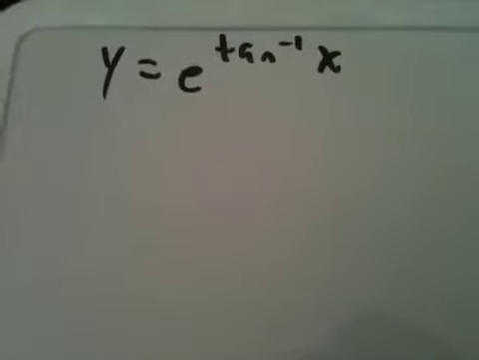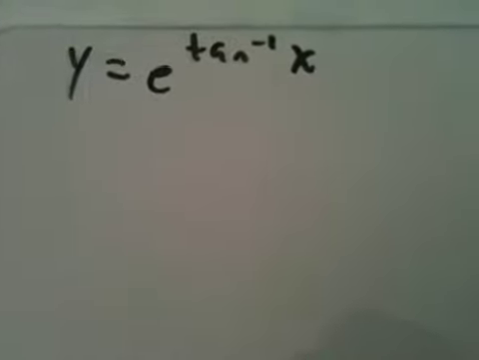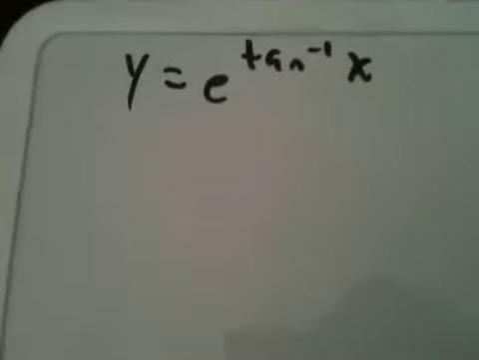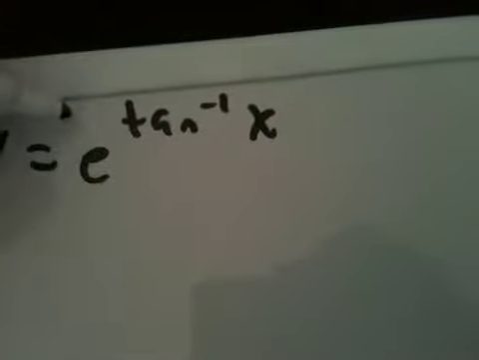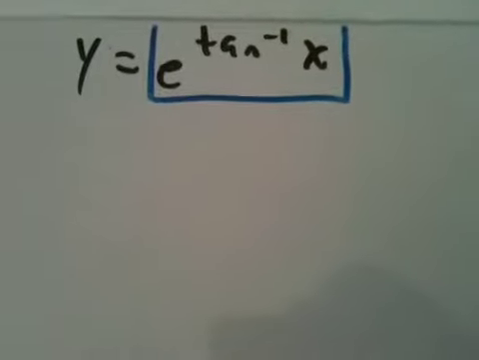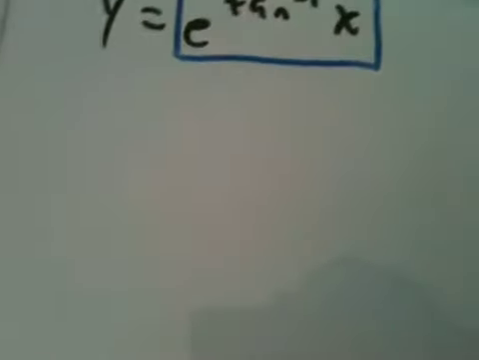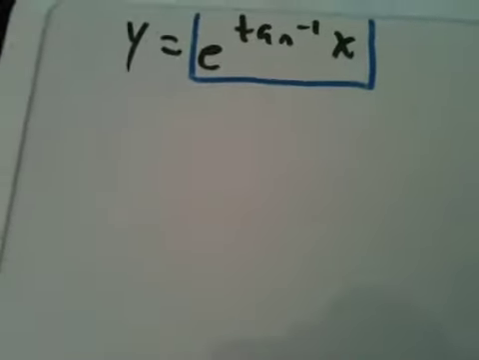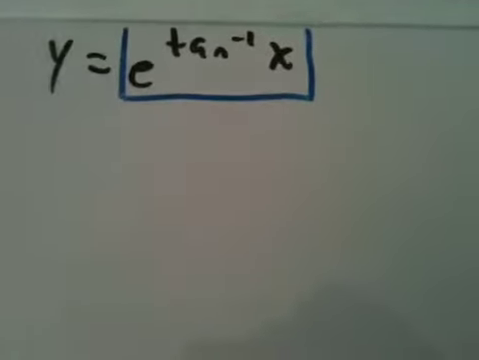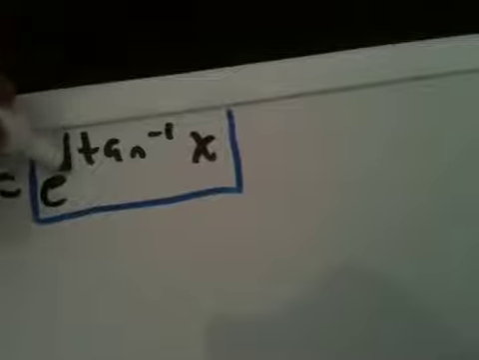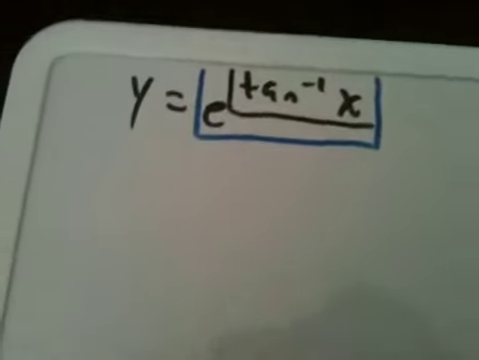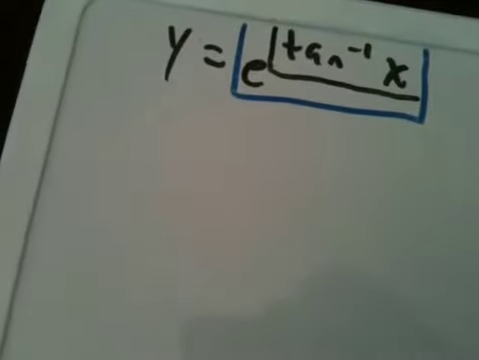So let's take the derivative. Before we do that, let's analyze. Let's look at this function a little bit. We have e to some power, and we also have a function inside that power. So we have two parts of this function, and we're going to have to differentiate them.